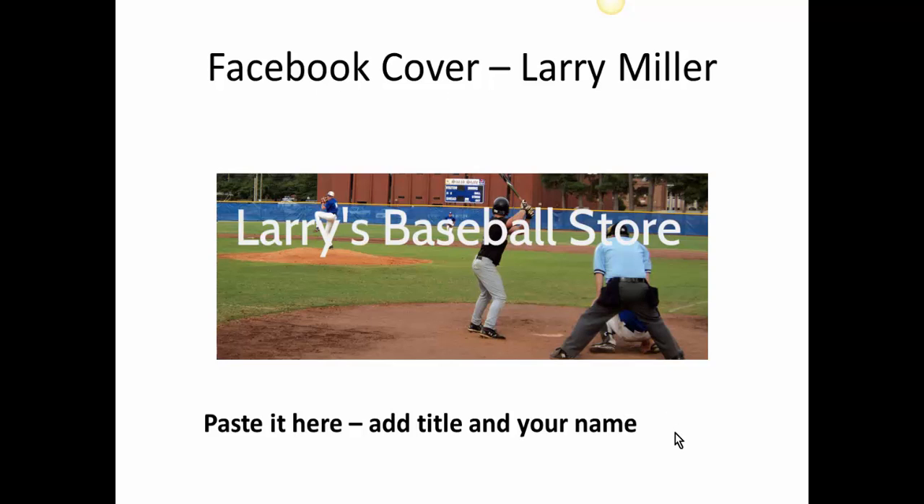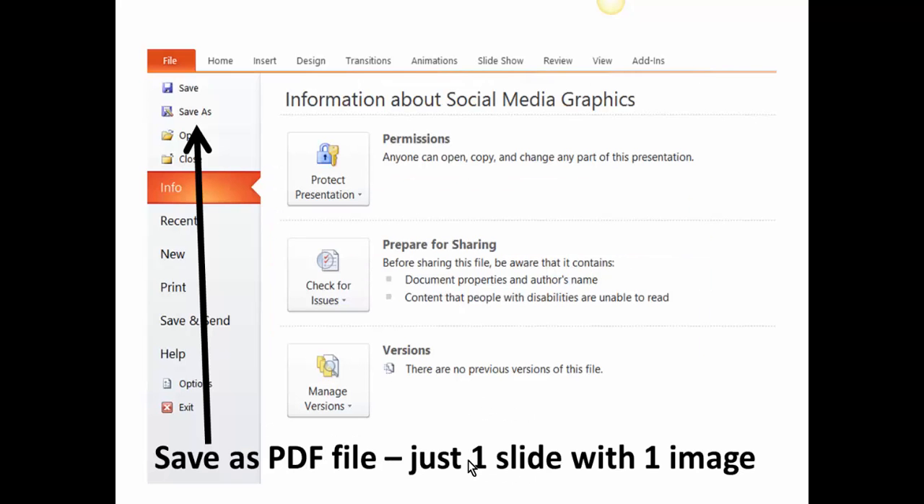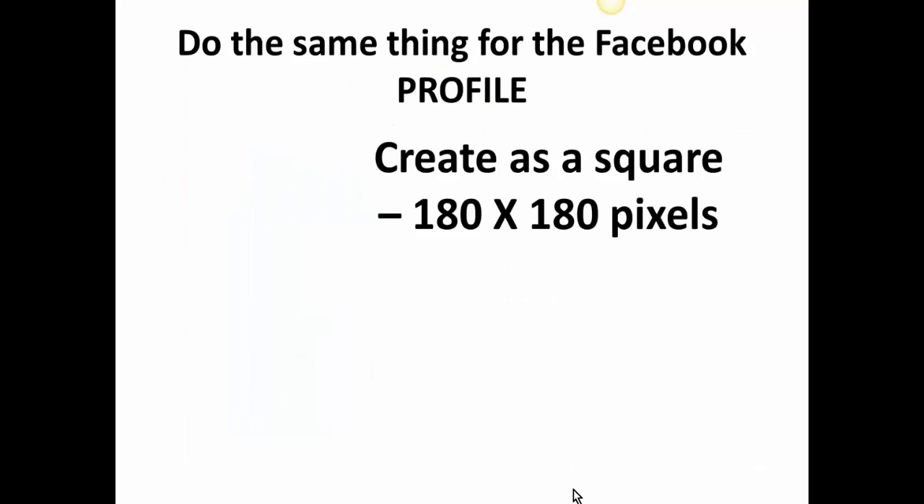But you don't want to turn it in as a PowerPoint. You want to turn it in as a PDF. So you go up and you do the save as, and when you get to that menu, one of the selections you will have is a PDF file. So save that PDF file, one slide, one image, and that's it.